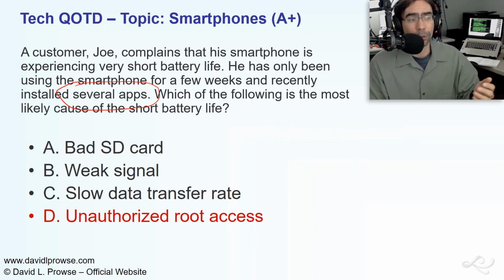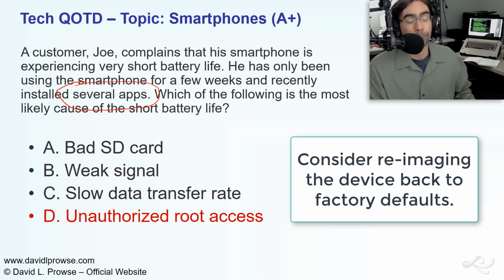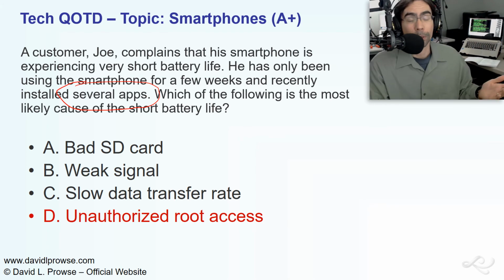And most likely, if you do suspect unauthorized root access, really the phone should be re-imaged. It should be brought back to the factory image. That's the best way, and then get the apps that are needed back on there. Even though it's only been used for a few weeks, that's going to be the best thing to do.